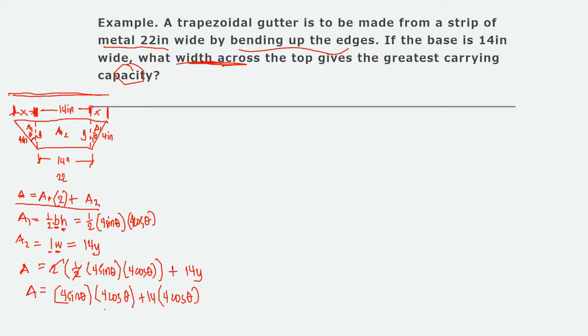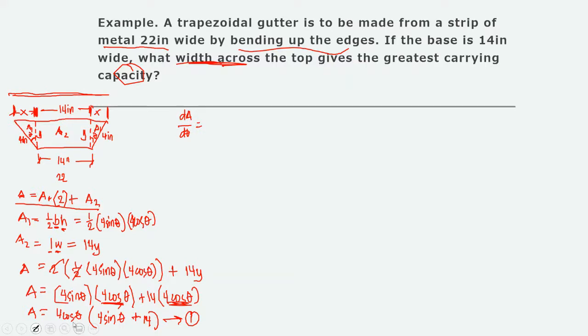Now, since there are common terms between the terms that we have, we can factor that out. So that gives us 4 cos theta times 4 sine theta. Since 4 cos theta is common to both terms, we'll just factor that out. So that gives us this one as our area. So this is now our equation. So after we got our equation, we can now derive it. So the derivative of A with respect to theta.